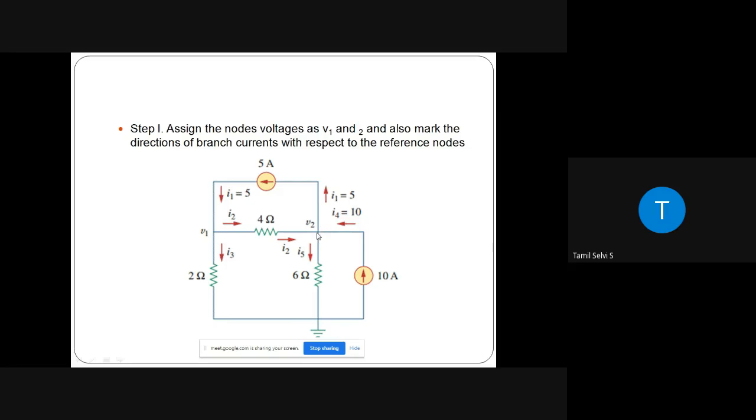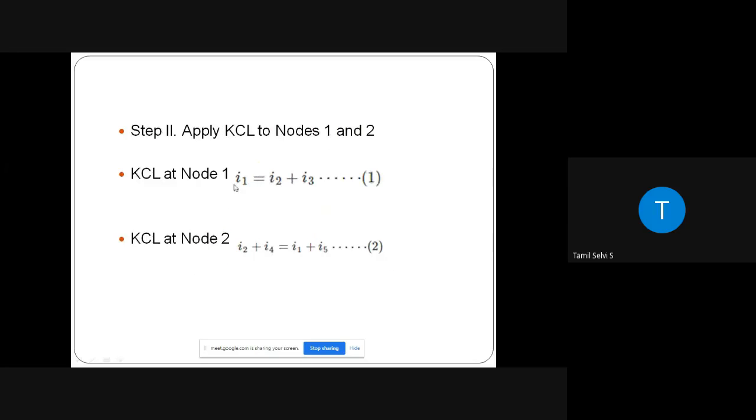Same point when you are applying the KCL law at V2, see here the current flowing towards the junction is I4 and I2, away from the junction is I5 and I1, right? So based on this, you just write the equation. I1 equal to I2 plus I3, and at node 2, I2 plus I4 equal to I1 plus I5. Okay, these are the two equations we noted by applying the KCL law.